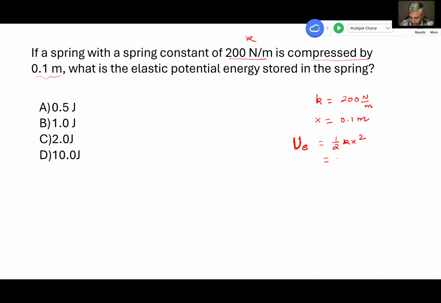Okay. Half k is 200, and x is 0.1, and it has to be squared. So this becomes 100 times 0.1 squared. So that is like 10 to the power negative 2, or 0.01. So when we multiply these two, we get 1. So it looks like, yes, B is the correct answer, just like most of you did it.